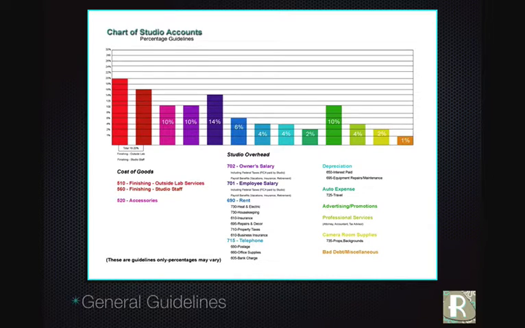What I've done is, inside that packet, I've laid out a general rule for you to go through and look at your chart of studio accounts. How much are you spending in each area? And I've laid out some general guidelines of where you should be based on the amount of money that you're spending on a per year basis. As you can see here, these are just guidelines. Some areas you'll have more, some areas you'll have less. But you're going to be in these areas when you set forth your business proposal or business plan.